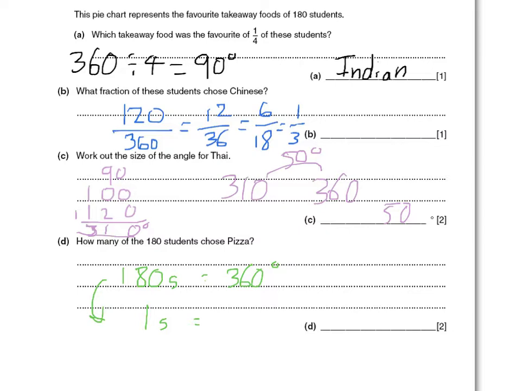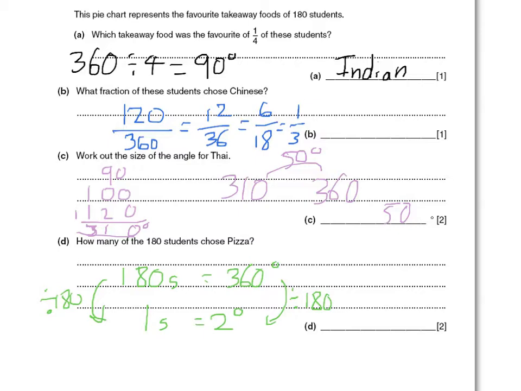So how do we get from 180 to 1? Well, we divide by 180. So we must divide 360 by 180. So 360 divided by 180 is 2 degrees. So each student is worth 2 degrees.